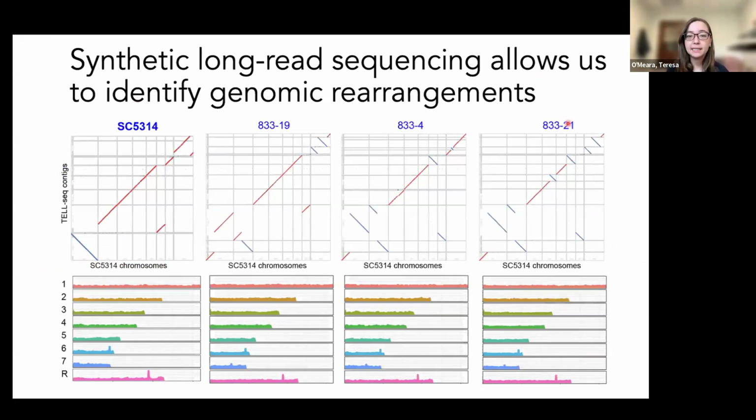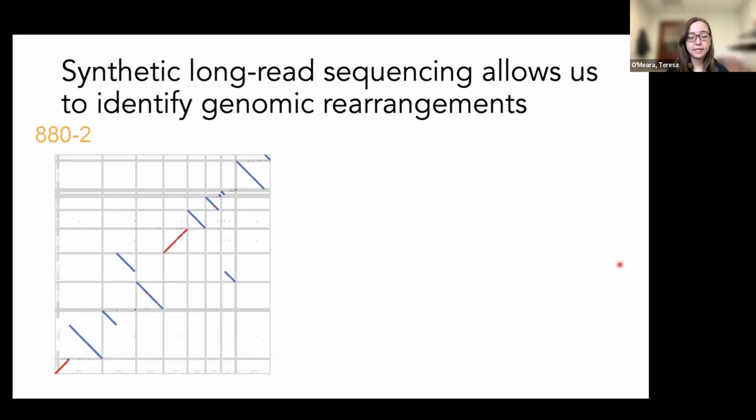But in some of these different isolates, even in potentially related isolates, we see different patterns of assembly using the synthetic long read than we would expect from our SC5314 chromosomes. We can dig into this in a little more detail by pulling out this isolate from student 880. We can see there are regions with potential inversions and fusions between different chromosomes from the expected chromosomes and what we're actually identifying through the TEL-seq.